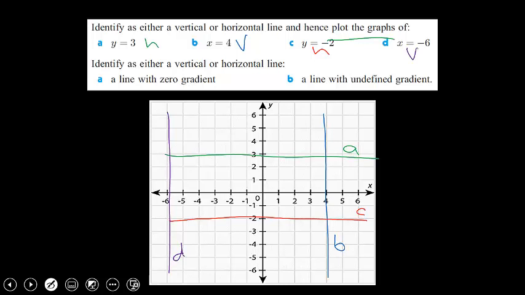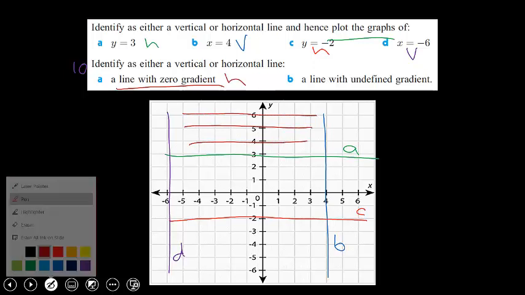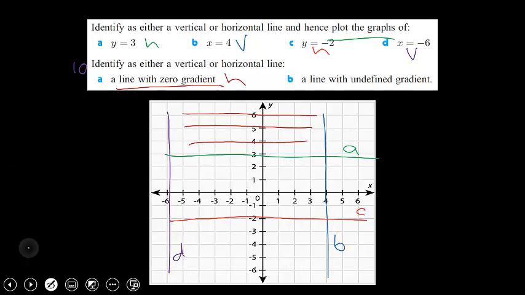Question 10 says, identify as vertical or horizontal. So for question 10, we're going to do a line with a 0 gradient. So any line with a 0 gradient is horizontal. That's a 0 gradient, that's a 0 gradient, that's a 0 gradient. It is horizontal. Any line with an undefined gradient is vertical. That's undefined, that's undefined, that's undefined, that's undefined. So that is vertical.